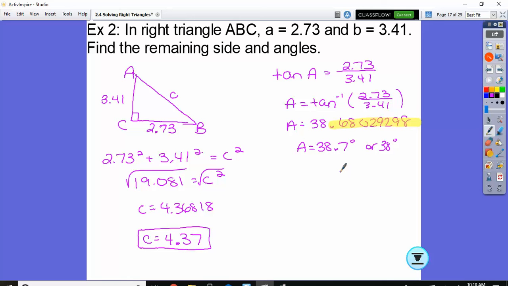I only need 3 significant digits. If I said 41 minutes, that would be 4, wouldn't it? The 38 is 2 and 41 would be 2. So we're going to have to round this to 38 degrees, 40 minutes, if I said to give me degrees and minutes. You can't give more significant digits than we had in the original.